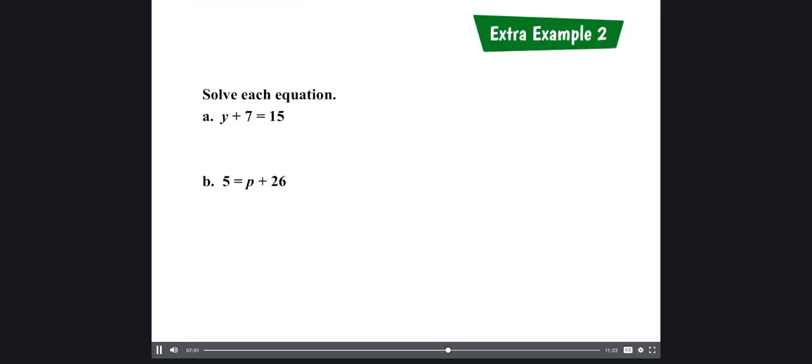Extra example 2. You'll try this problem by yourself. Solve each equation. A. y plus 7 equals 15. B. 5 equals p plus 26. Pause the video and try these problems on your own. When finished, unpause the video to see if you were able to successfully solve the problems.